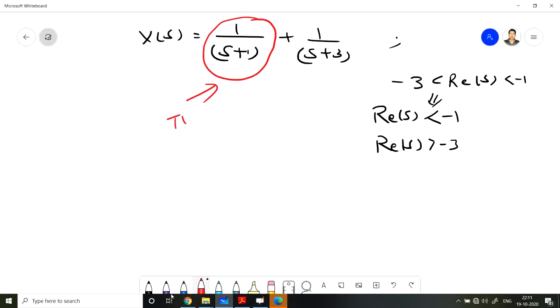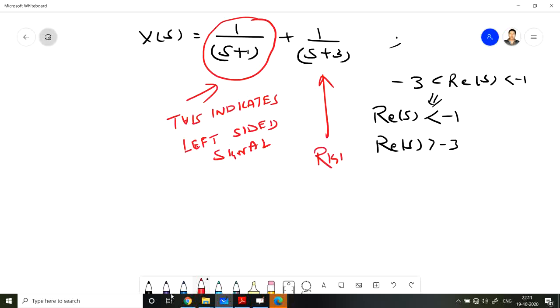This indicates the left sided signal. And the ROC where the real part of s is greater than some constant means it is a right sided signal.